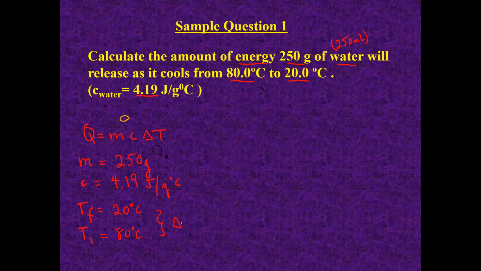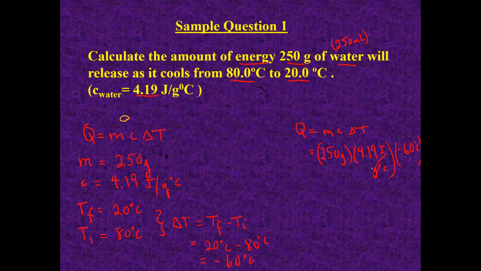So my change in temperature, TF minus TI, is 20 degrees Celsius minus 80 degrees Celsius, which is negative 60 degrees Celsius. So Q equals mc delta T. Now notice how I'm lining this up just like a math problem. I'm going to substitute in 250 grams, and we're going to do some unit analysis here: 4.19 joules per gram degrees Celsius and negative 60 degrees Celsius. Grams are going to cancel out, degrees Celsius is going to cancel out, and I'm left with joules. So I know I've done this correctly.